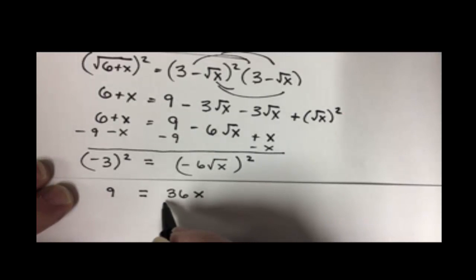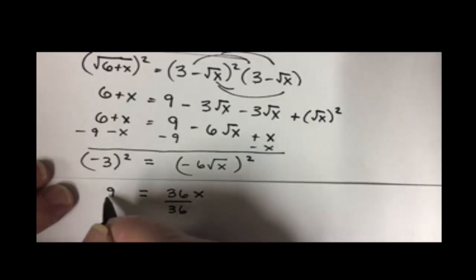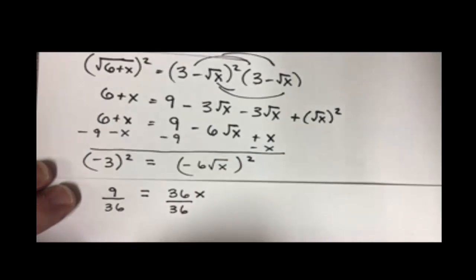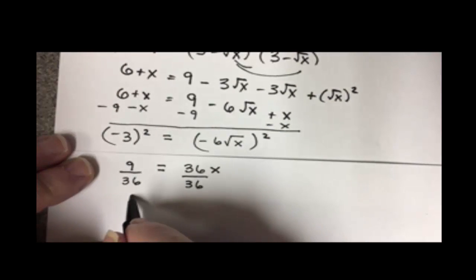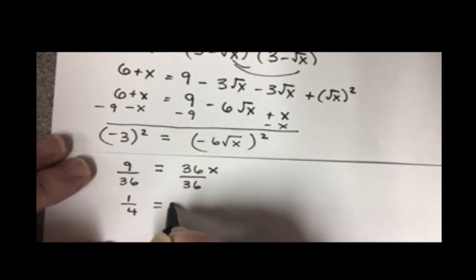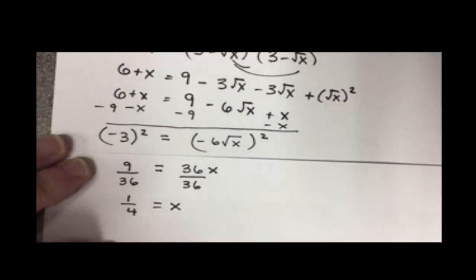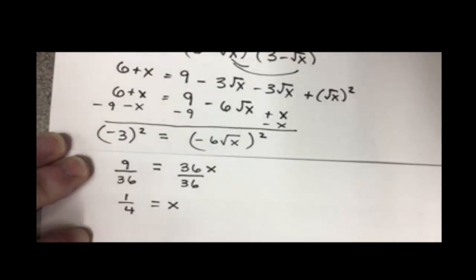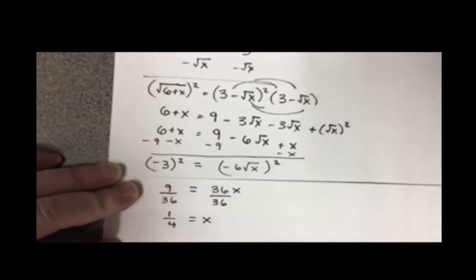Finally, to solve for x, I'll divide out the 36. Reducing that fraction to lowest terms gives me 1/4 for a final answer. But remember, your answers are never truly final in an equation with radicals until you've checked them, since it's possible to do everything right and still get an extraneous solution.